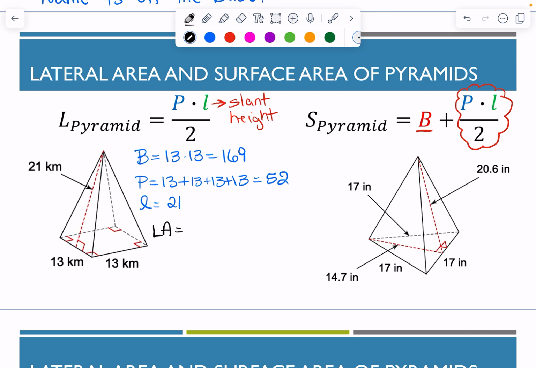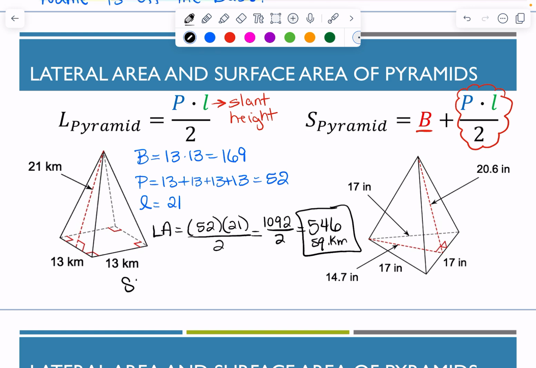Okay, so now let's break it into our two formulas. So the lateral area is equal to the perimeter, 52, times the slant height, 21, and we're going to take that and divide it by 2. So we're literally just going to go 52 times 21, press equals, and that's going to get us 1092. Then divide that by 2, and that's going to give us a lateral area of 546 square kilometers.